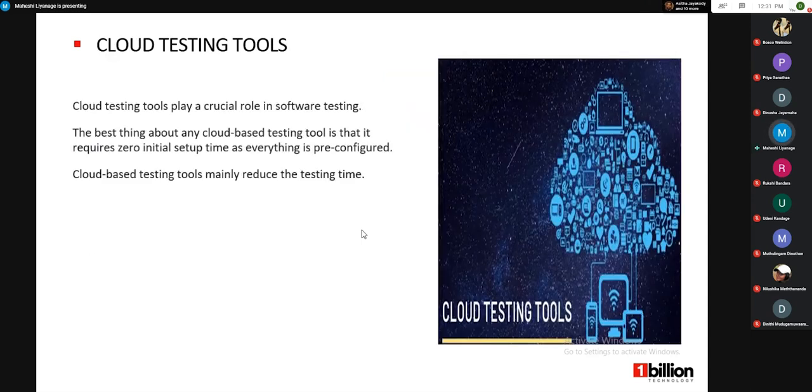Okay. Then we have the last topic, that is cloud testing tools. These cloud testing tools play a crucial role in software testing. And the best thing is it requires zero initial setup, and because everything is pre-configured, you can access it through the browser, register, and immediately start the testing. And also this will reduce the testing time and it will surely lead to being cost effective.